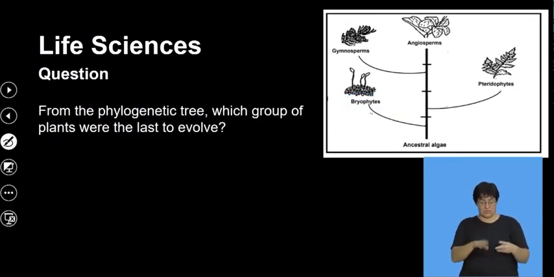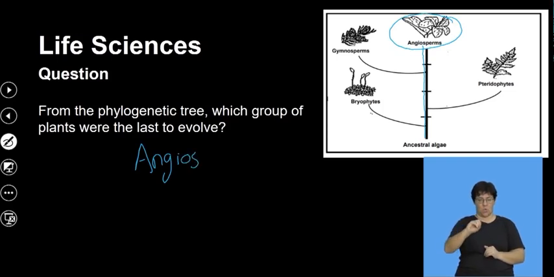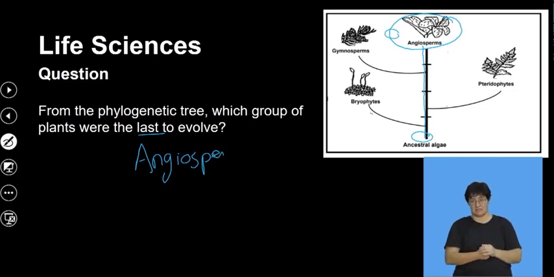The next question, from the phylogenetic tree, which group of plants were the last to evolve? That means on my time scale, which are the newest. Okay, and the newest, they would be at the top of my line, and that is going to be my angiosperms. The last to evolve.